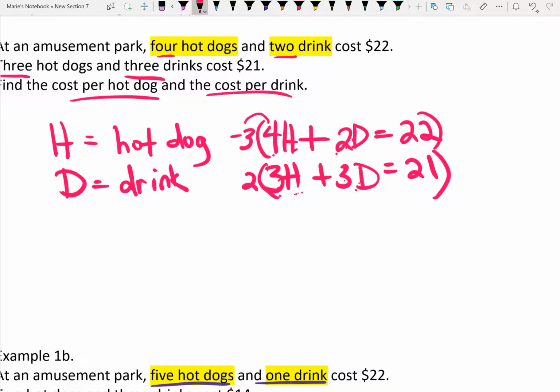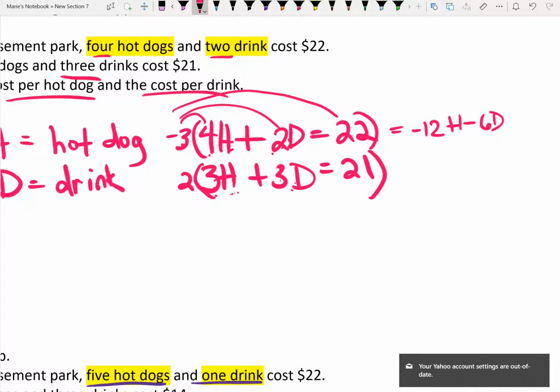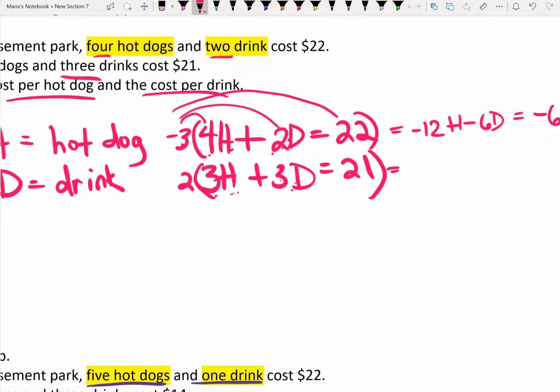Alright, and so I'll distribute that negative to all 3 terms. -3 times 4H gives me -12H. -3 times +2D gives me -6D. And -3 times 22, this is equal to -66. Then I'll distribute the 2. 2 times 3H gives me 6H. 2 times 3D gives me +6D. And 2 times 21 gives me 42.